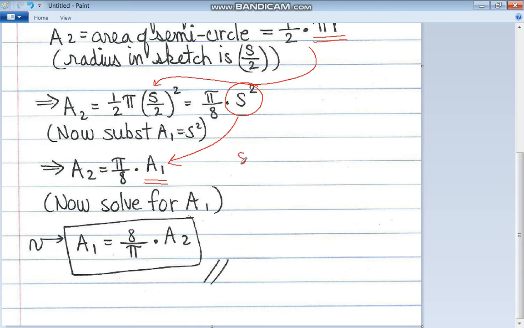So we did 8 over pi times A sub 2 equals 8 over pi times the pi over 8 times A sub 1. These guys cancel and these guys cancel. Then we turn it backwards and we'll get this. A sub 1 equals 8 over pi times A sub 2. And we're finished.